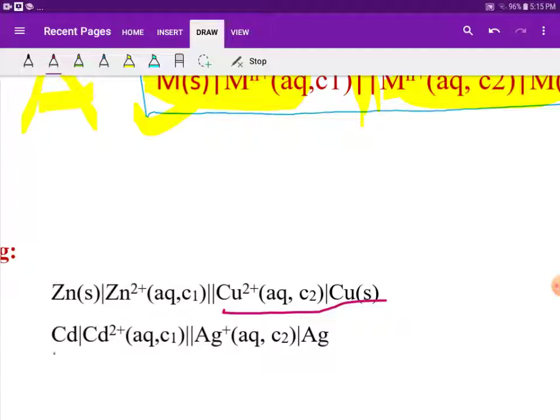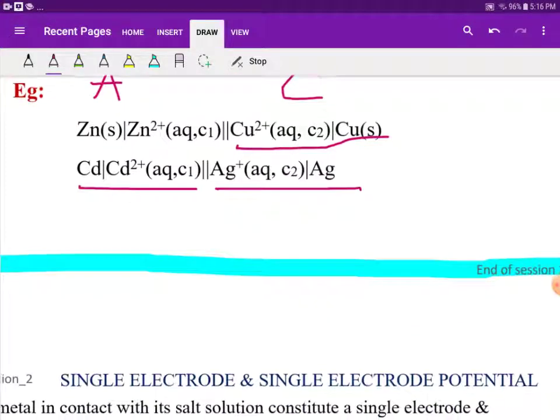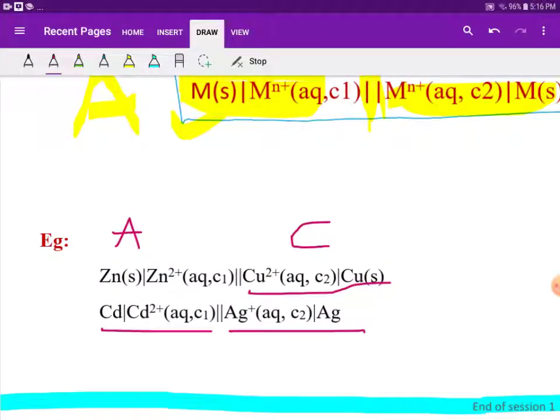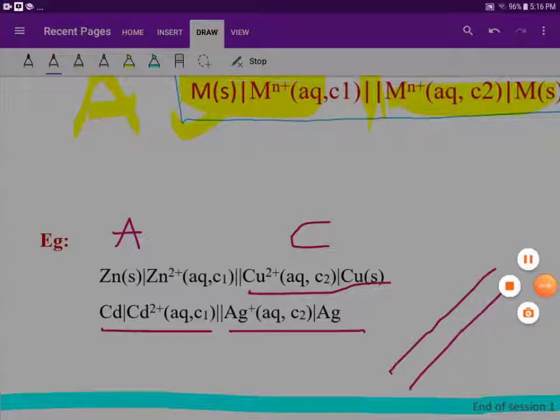Cd | Cd2+(aq) C1 || Ag+(aq) C2 | Ag. The left side is the anode and the right side the cathode. These are different types of combinations of single electrodes acting as a galvanic cell. Okay, thank you very much. The next aspect will be discussed later.